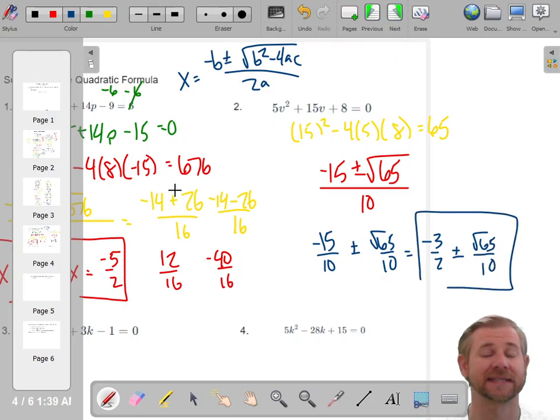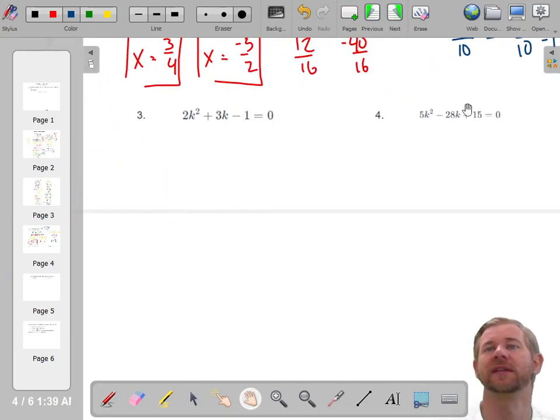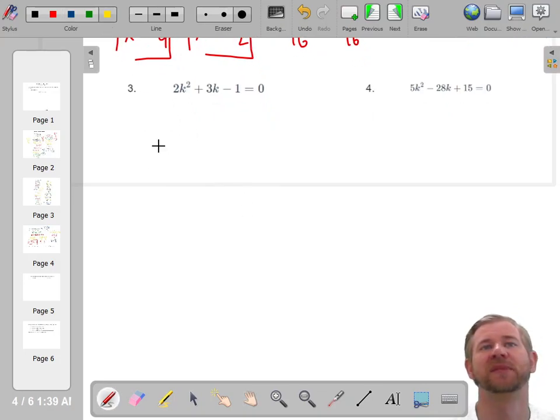So those are your answers. That's how you write your answer. You are finished. You don't need to go any further. Let's try another one. These both equal 0. That's good. So b squared, 3 squared minus 4ac.